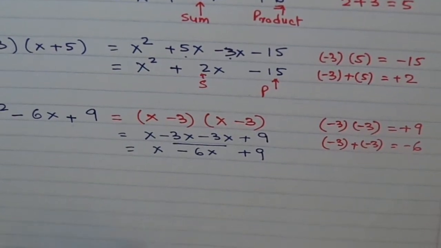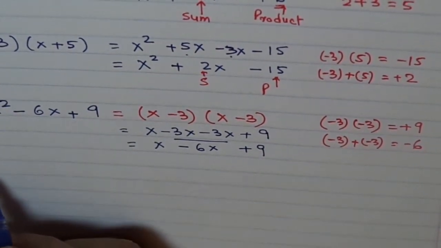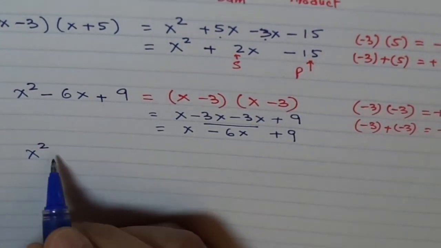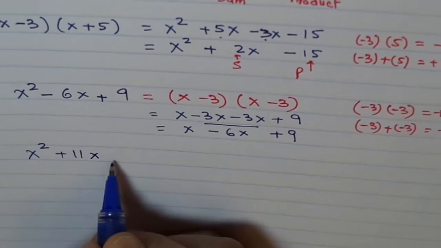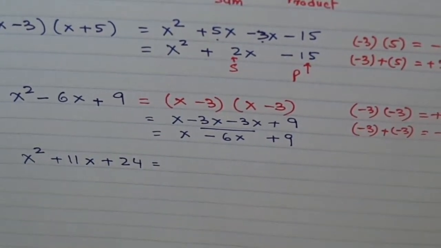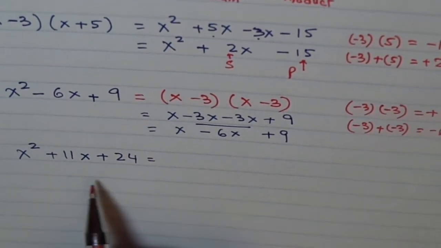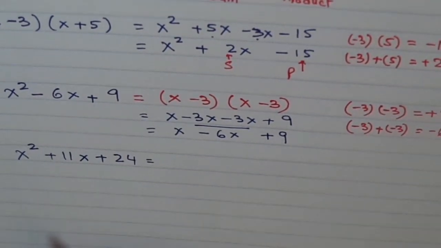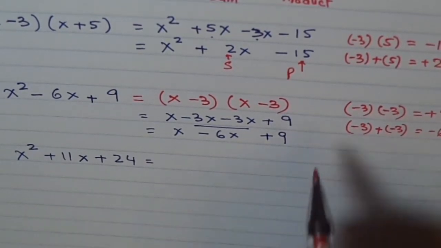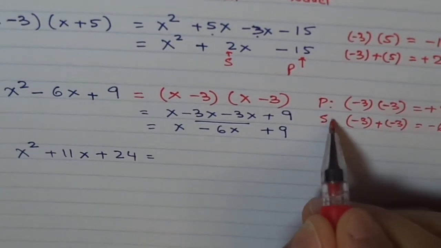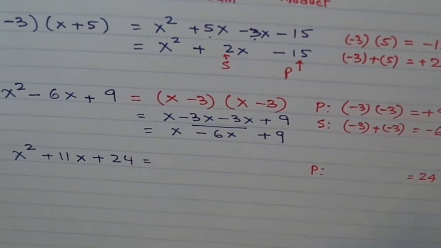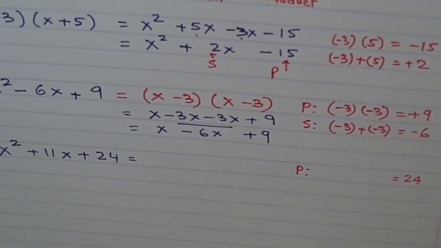Let's write down a number here like x squared plus 11x plus 24. Now you're looking for sum and product of 24. So what two numbers can you multiply to get 24? So let me write, so these are our products and these are our sums. So we want a product of how much? 24. So what two numbers can you multiply to get 24?